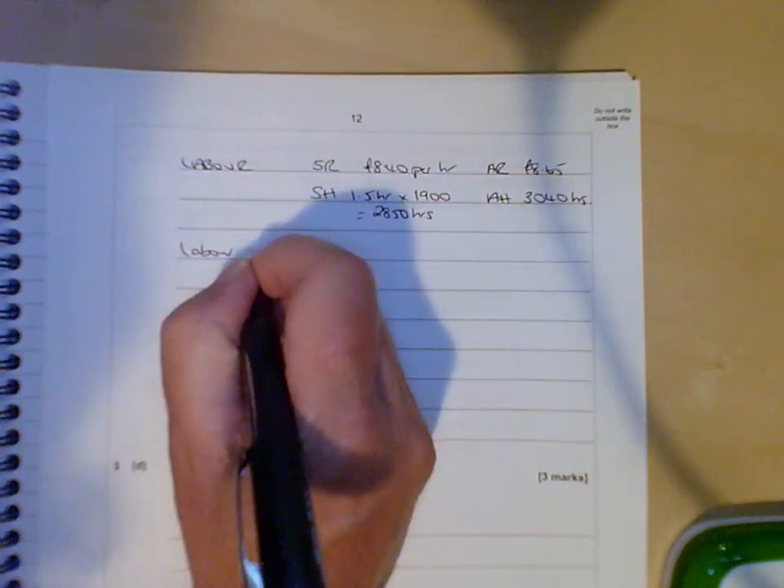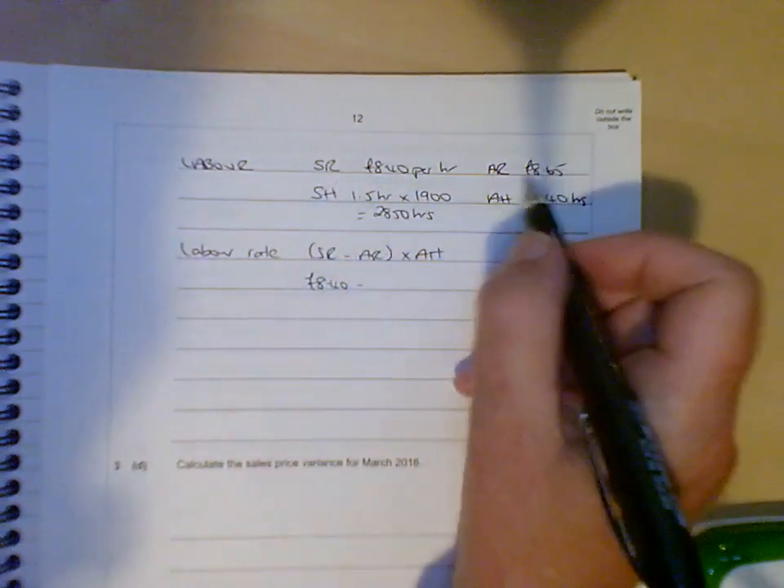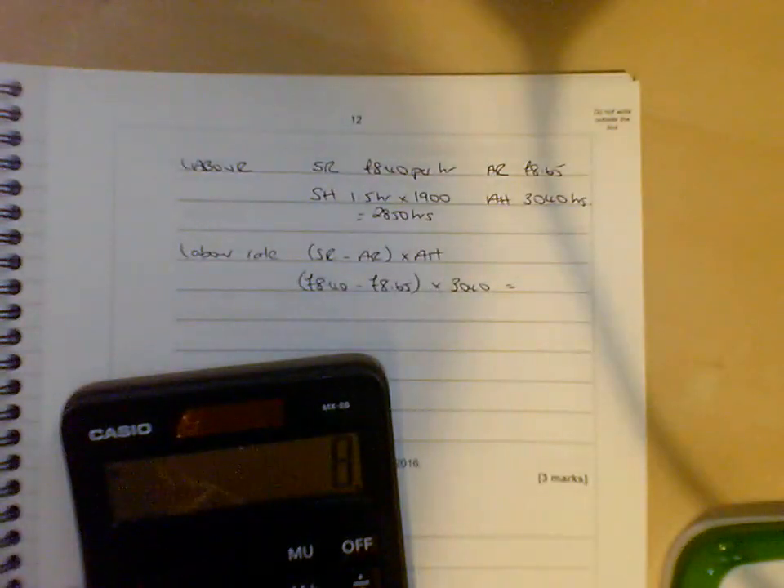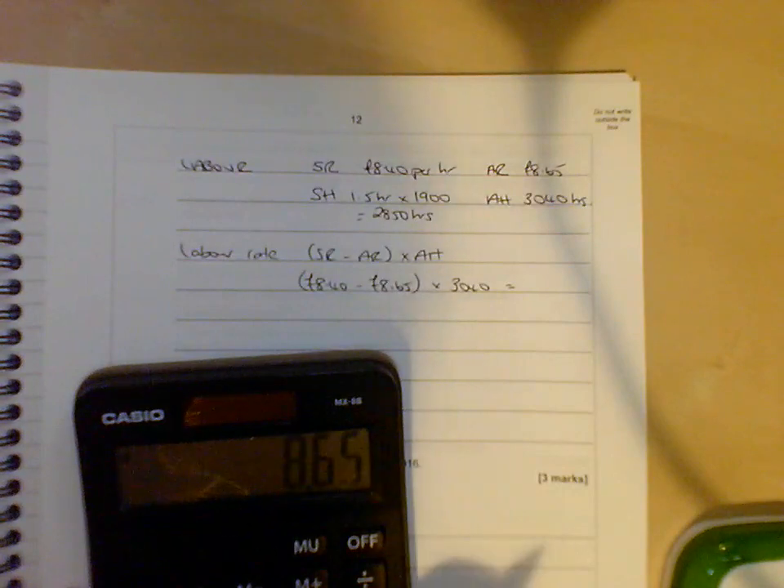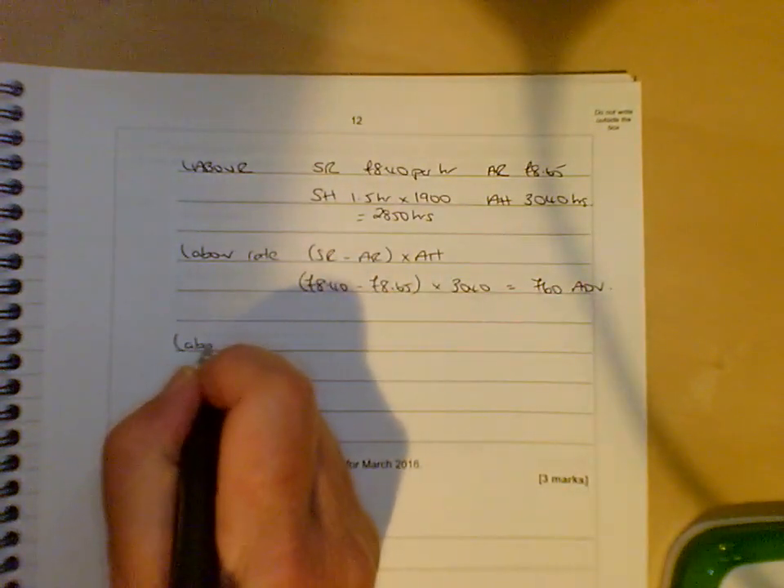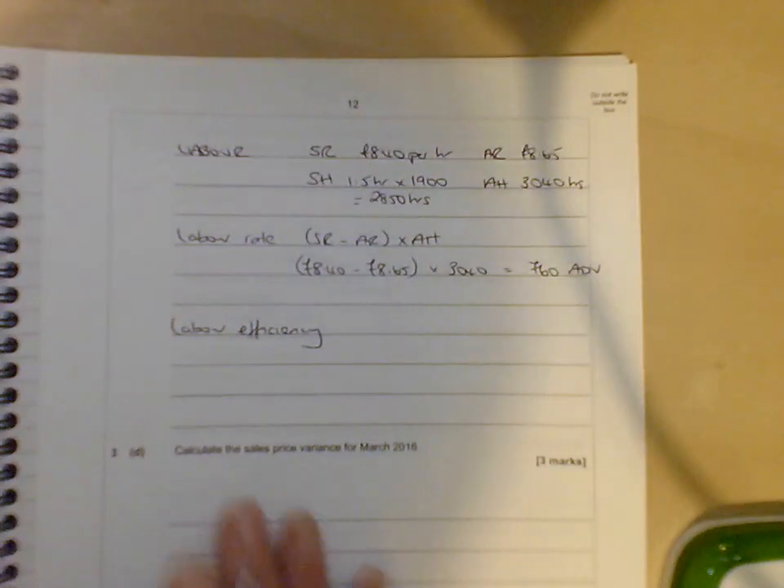So for the labour rate variance, remember it's the standard rate minus the actual rate times the actual hours. So the standard rate of labour, £8.40, minus the actual rate, £8.65, times the actual hours, 3,040. Let's just do that. So £8.40 minus £8.65 times 3,040 gives a minus of 760. That's going to be adverse. Remember, you have to label these variances up. I should probably be putting pound signs as well if I was doing it properly, but this is the night before the exam and we're in a rush.